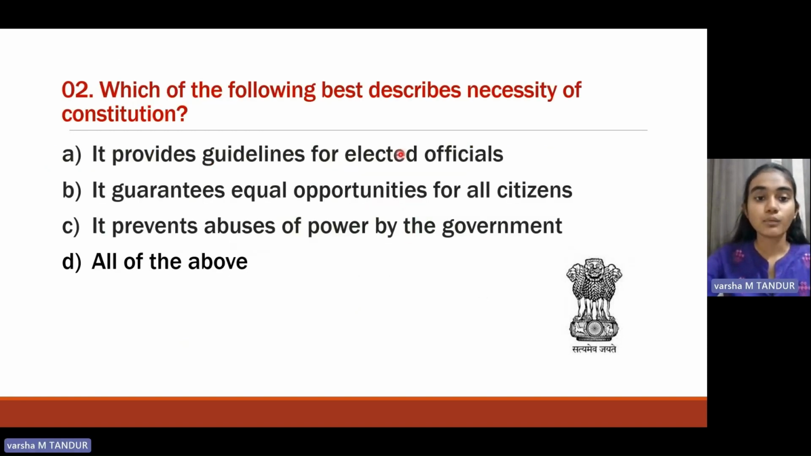Next question, which of the following best describes the necessity of the Constitution? Option A, it provides guidelines for elected officials. Option B, it guarantees equal opportunities for all the citizens. Option C, it prevents abuses of power by the government. The answer is all of the above.